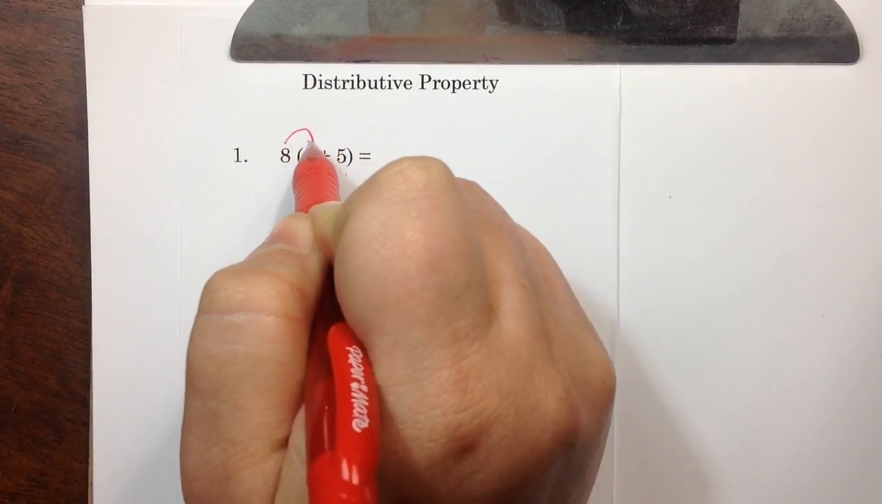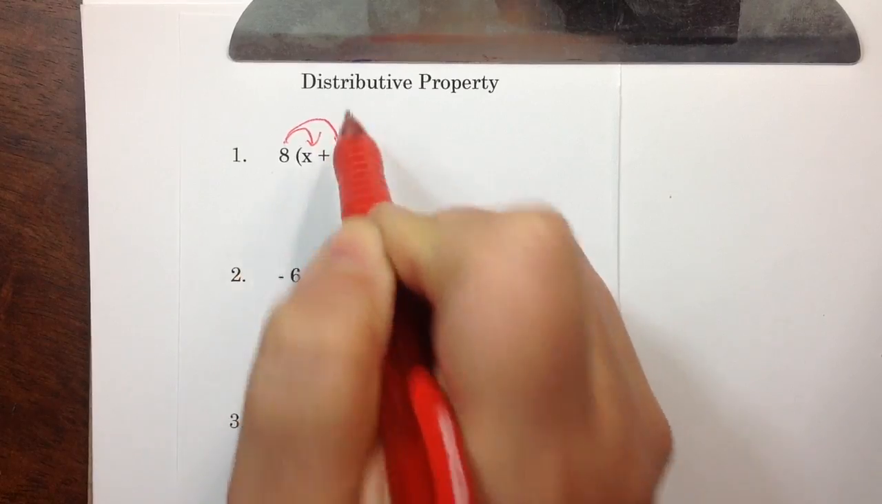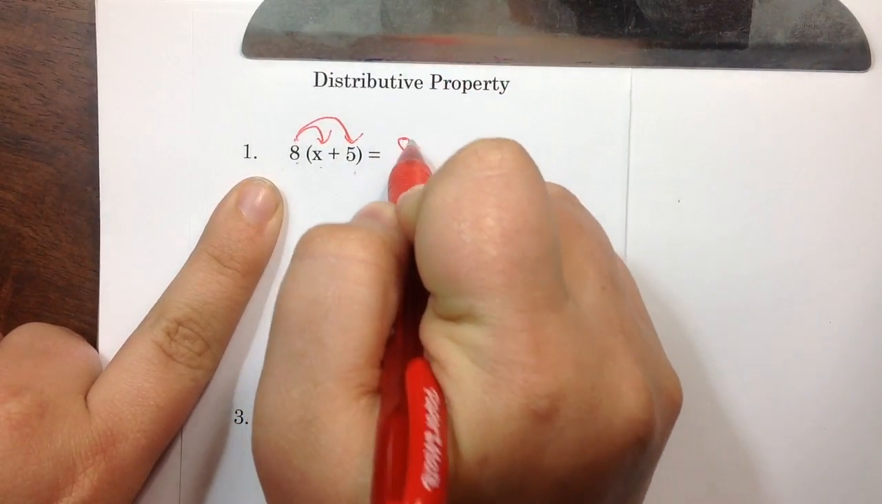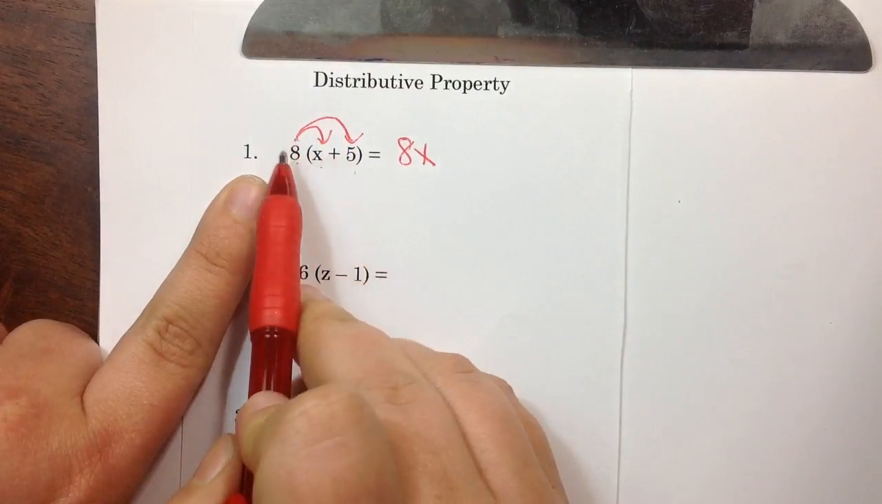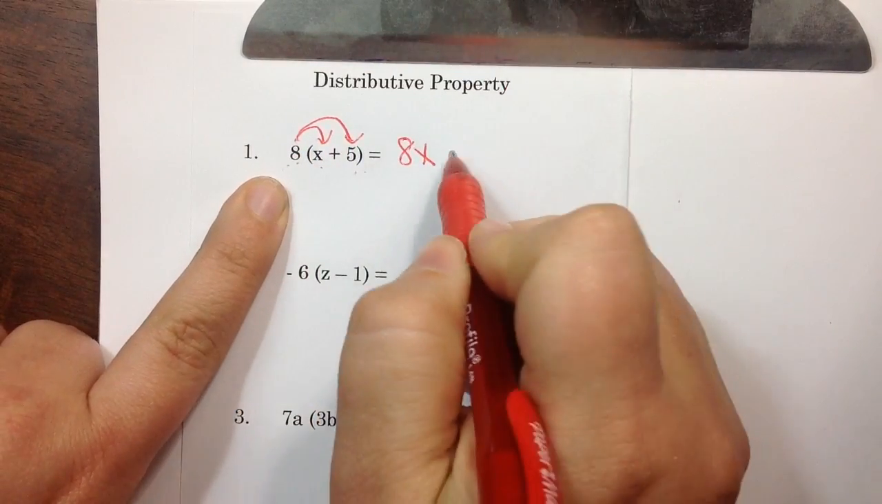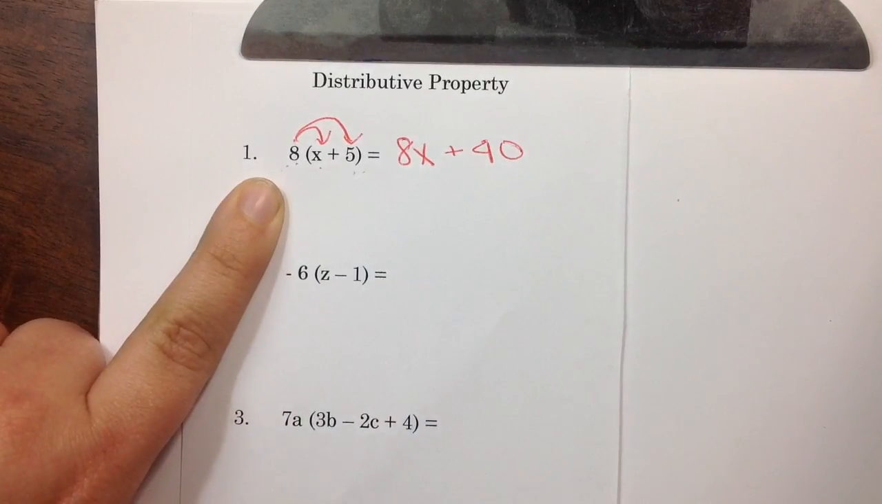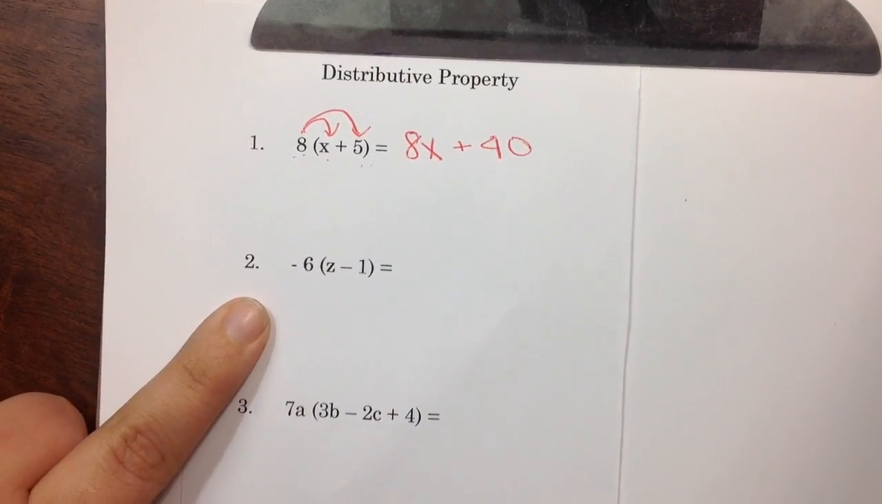So what I have y'all do is we draw an arrow from the 8 to the x and an 8 to the 5. 8 times x would be 8x. And 8 times positive 5 would be positive 40. And that's it for that. That's distributive. All right, let's do this.